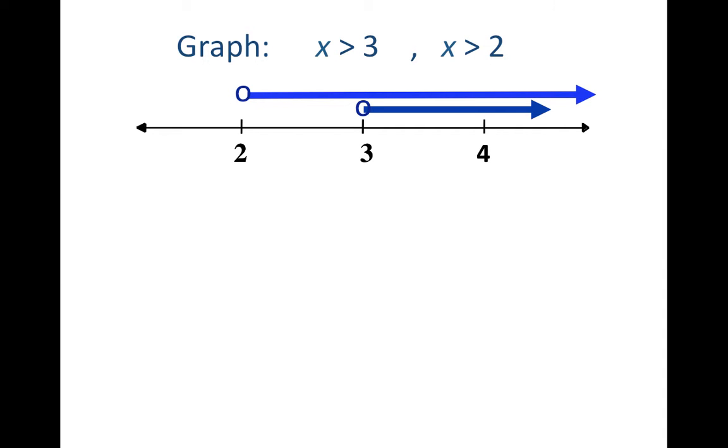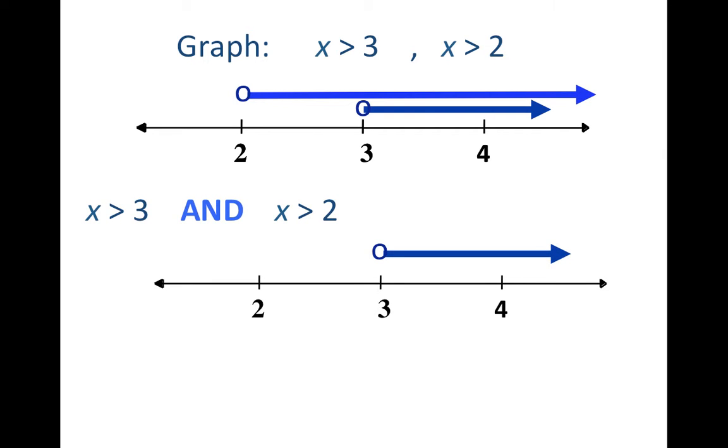This is an example we've looked at. So here we have x greater than 3 and x is greater than 2. Both of those are graphed on there. If we put an AND between those two inequalities, we now are looking for the intersection, or the overlap. So the overlap of these two number line diagrams is this area here. This is the overlap. So the overlap begins at 3 and continues to infinity. So this is the AND region.